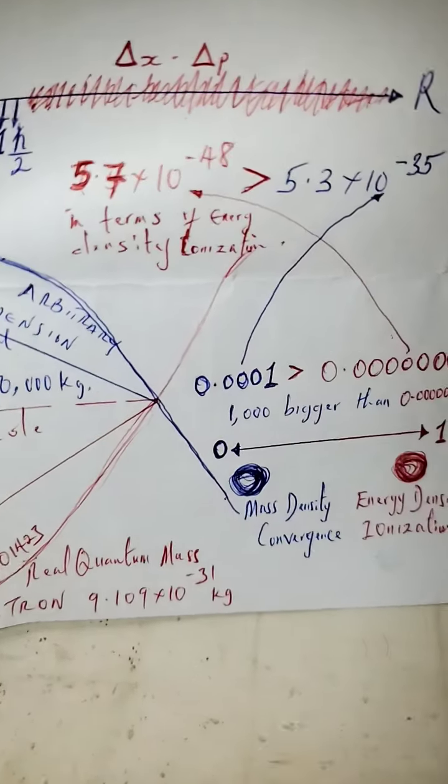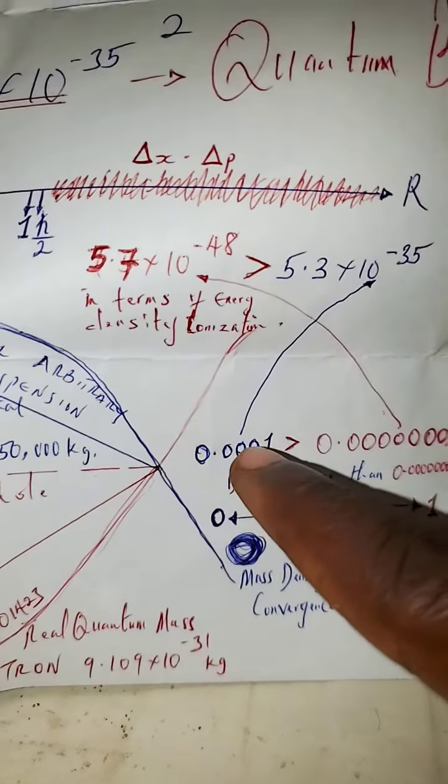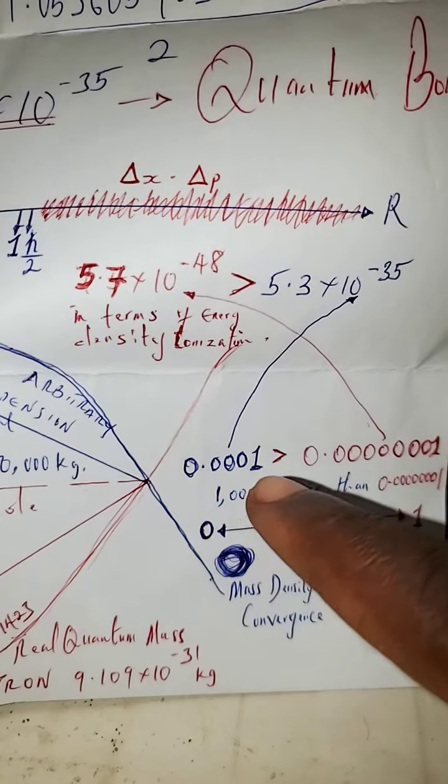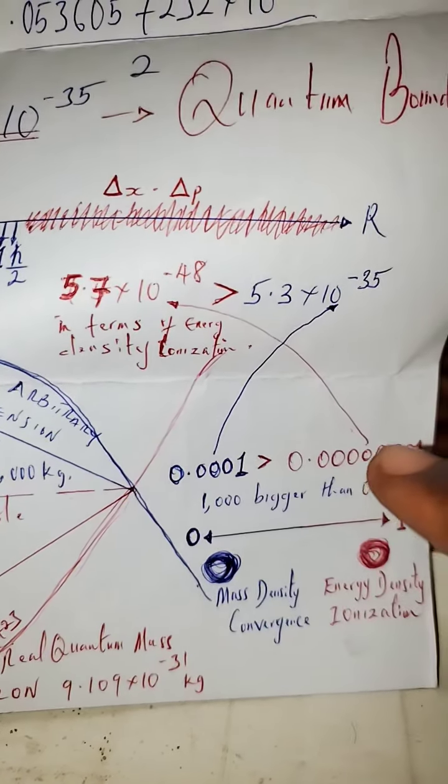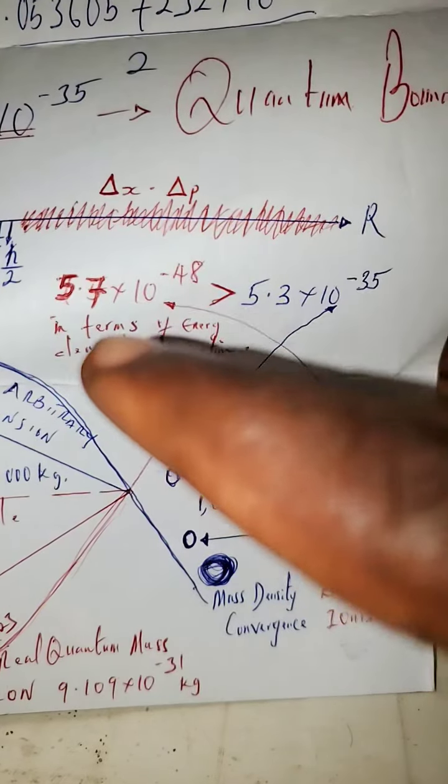So now what I want you to see is that when you look at this value, you can see that this value is 1000 times bigger than this particular value. So this value is bigger than this.